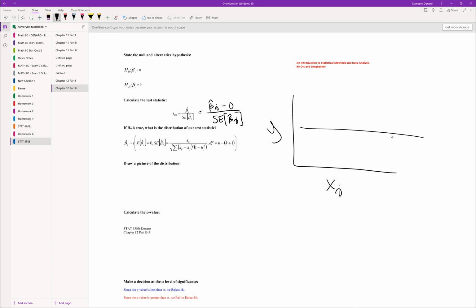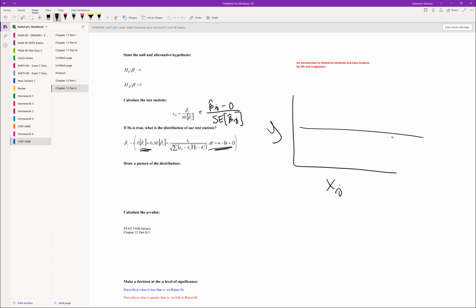Now, we know that if H0 is true, we can calculate the distribution of our test statistic, right? If H0 is true, beta j equals 0, so the expected value of beta hat j right here, that's equal to 0. And our standard error of beta hat j is given by the equation that we've seen earlier in this chapter. That's our s epsilon divided by the square root of the sum of xij minus x bar j squared times our 1 minus r squared j. Our degrees of freedom is still n minus k plus 1.